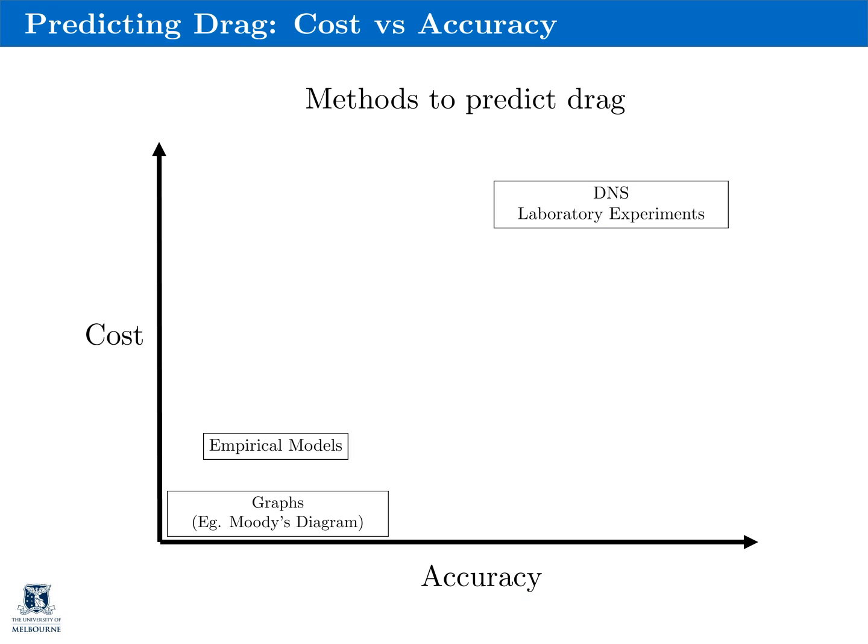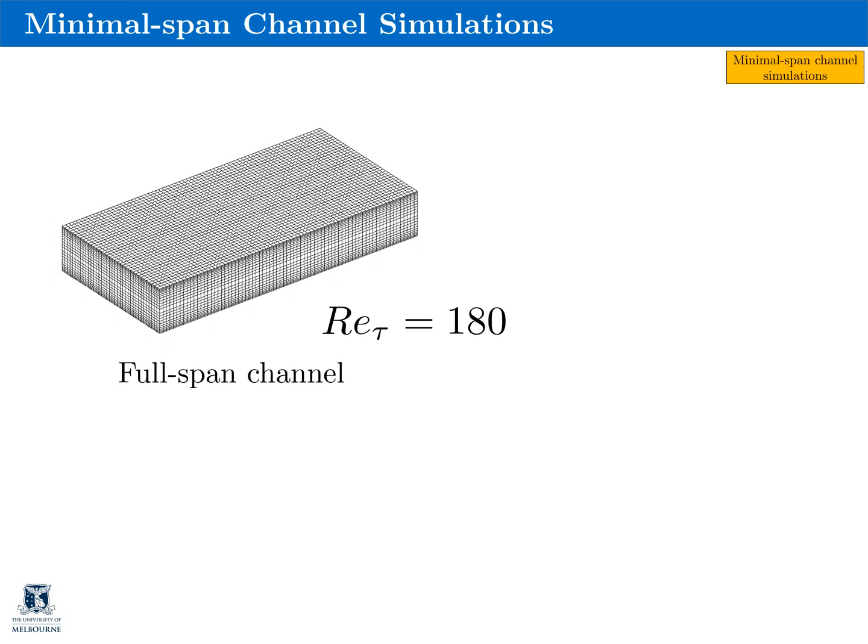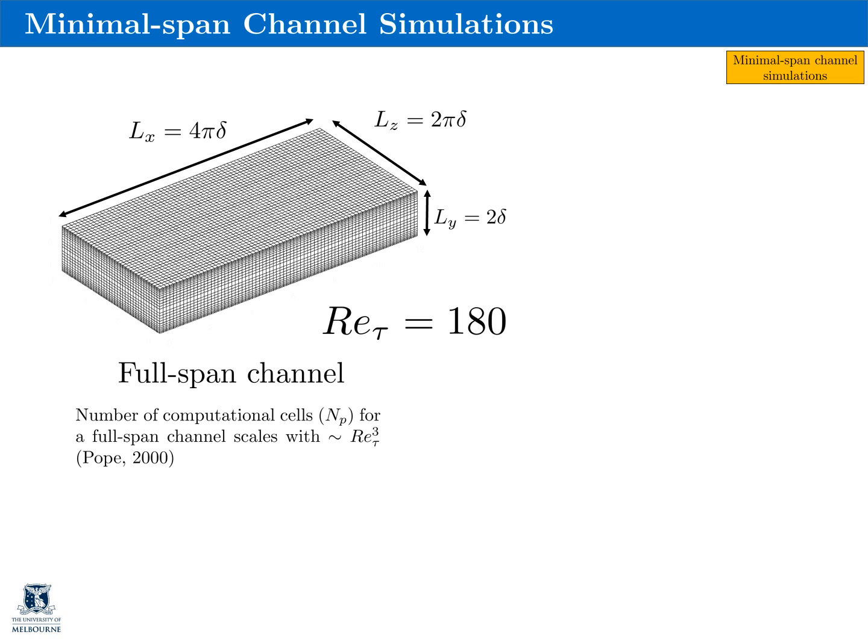The final method which could be used to predict the drag of a rough surface is by conducting minimal span channel simulations. Here is a downsampled sketch of the computational grid of the full span channel at Re_tau 180. The size of the computational domain scales with delta, and the number of computational cells scales with Re_tau to the third. This makes the computational requirements for high Reynolds number flow extremely expensive.